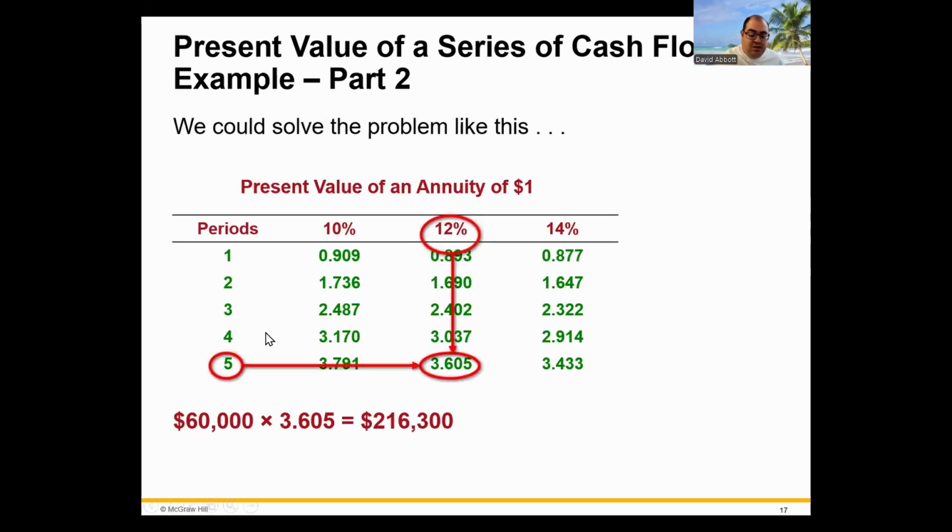And we can look at our table in Appendix 14B2, which contains the present value of an annuity. So you have to use a different table. Instead of using the present value of $1, you're going to use the present value of an annuity table. An excerpt of it is shown here on the screen. The appropriate present value factor would be 3.605.